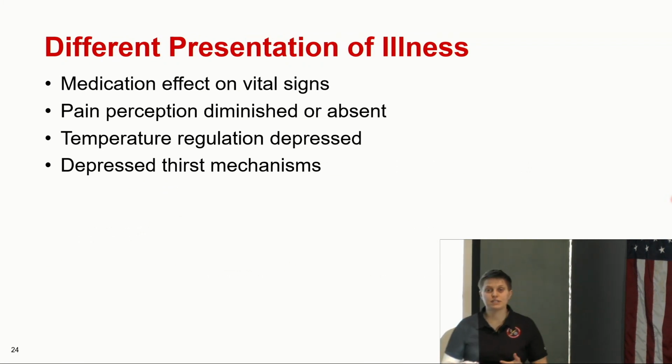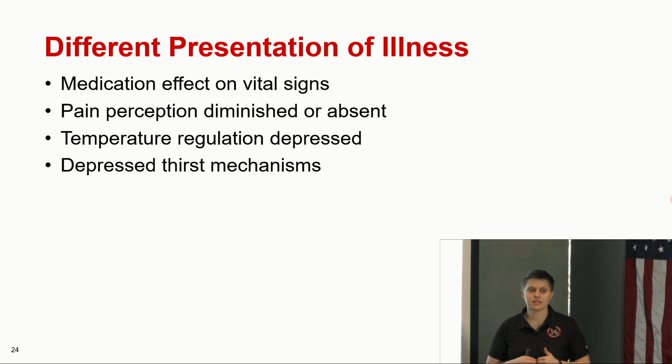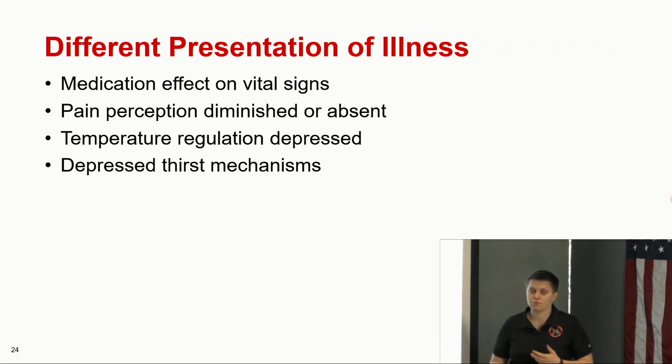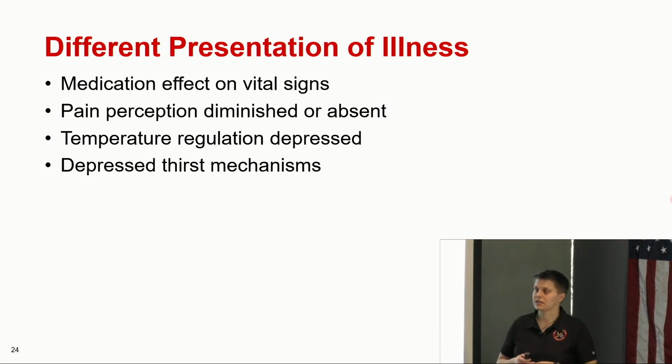And they're going to present atypically with common illnesses. Again, we'll go through specific examples in all the different organ systems during this presentation. But there may be effects of medications on vital signs. Their pain perception may be diminished or absent. Their temperature regulation may be depressed, so a septic elderly patient may not spike a fever. And they may have depressed thirst mechanisms. That's going to impact their ability to compensate for mild dehydration or something else where an intact thirst mechanism would actually be helpful.